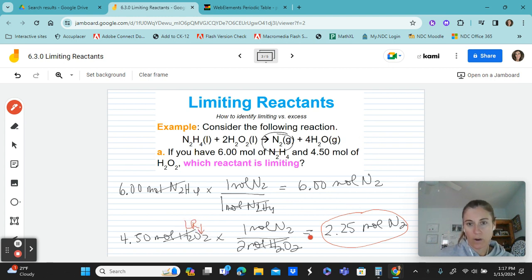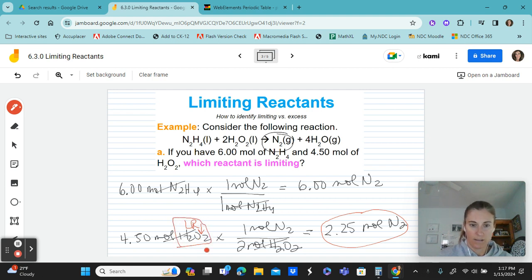I could have done water as well, but it would have given me the same answer. I would have made less water with my H2O2 than my N2H4. So this is my limiting. I know that by just doing these two calculations, solving for the same product. This is my limiting reactant.